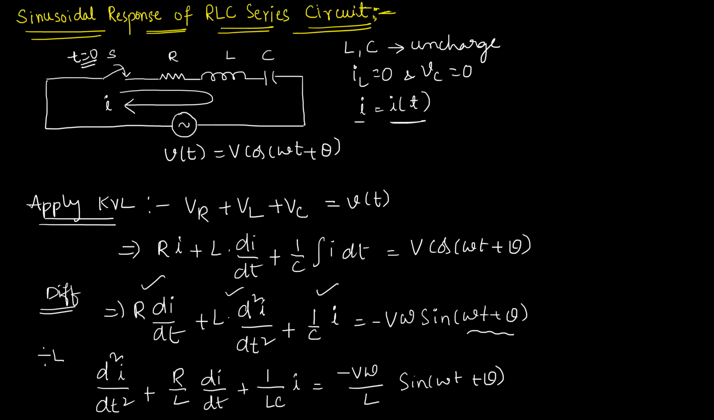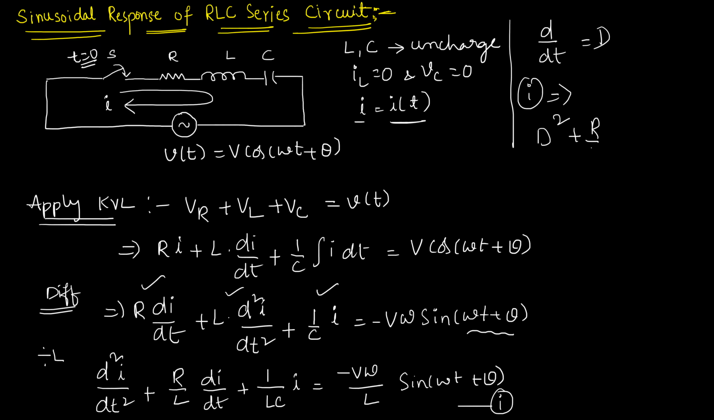We may also consider d by dt as capital D. Let us call this equation 1. How can we write equation 1 now? It is D square plus R by L into D plus 1 by LC, operating on I, equal to minus V, capital V, omega by L sine(omega t plus theta). Like this we can write it, or otherwise you can call this directly equation 1.